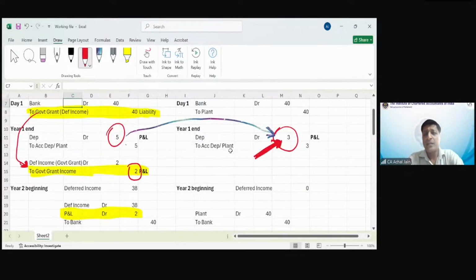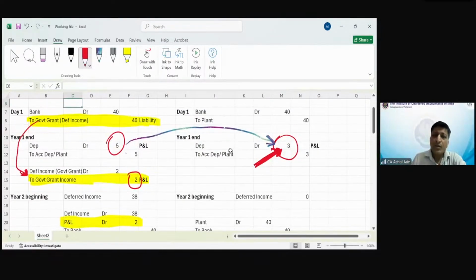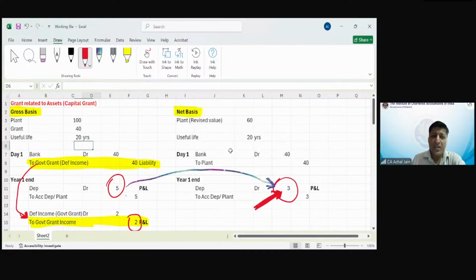No, because at the beginning itself, when you have received the amount, how can you deduct depreciation? Initially, when you purchase the plant, the value was what, 100 lakhs? Yes, sir. And that is the time when you received the grant. So do you have any depreciation on day one? No. So that's why you didn't adjust depreciation. Okay? Yes, sir.